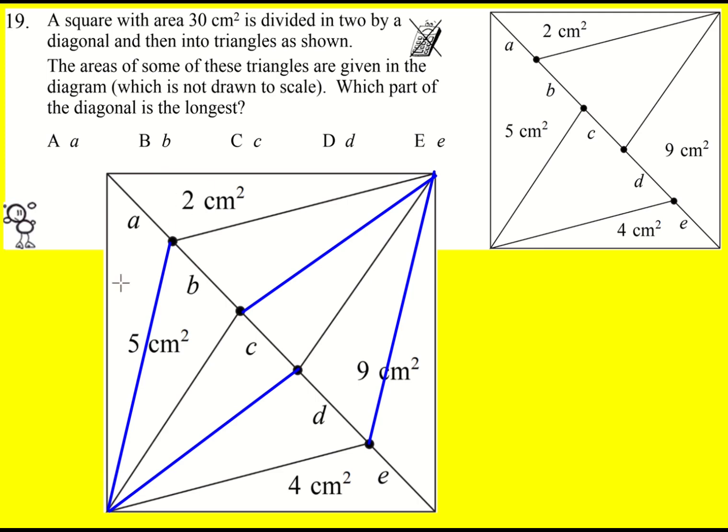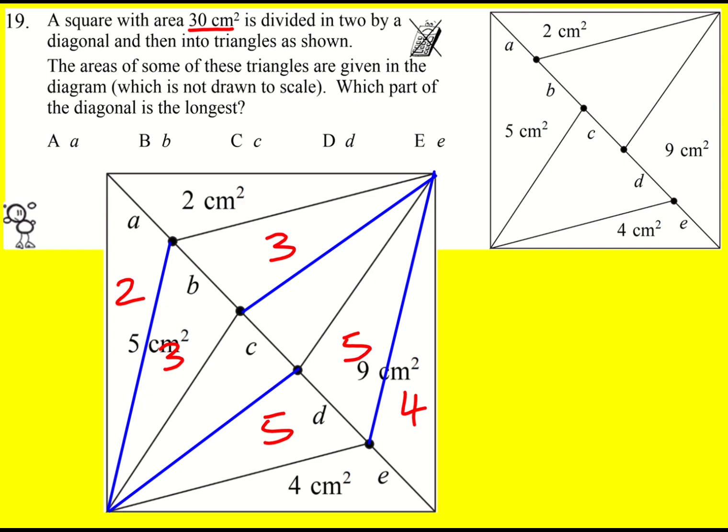So because this is 2, then this one is also 2. And because this whole thing is 5, that means this is 3, which means that is also 3. Similarly over here, this must be 4, which means this is 5, because the whole thing is 9. So this is 5. We've just got these missing triangles here, but we've not yet used the fact that the square has area 30.